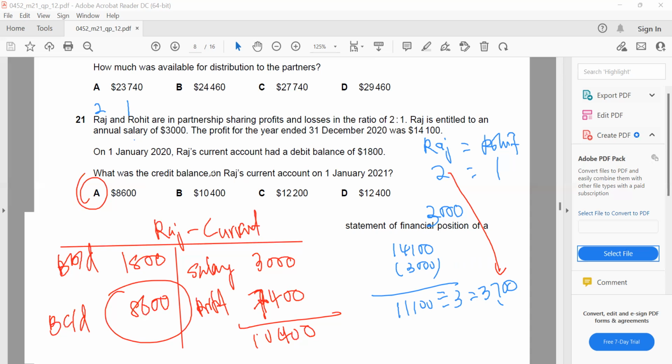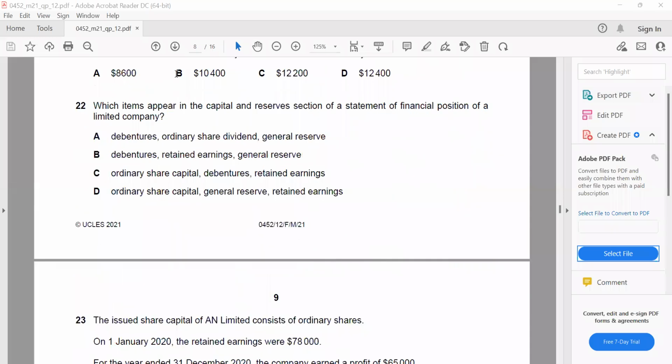Next is, which item appears in the capital and reserve section of a statement of financial position of a limited company? So capital and reserve. In the syllabus for IGCSE, we only have 3 items: ordinary share capital, general reserve, and retained earnings. This one you will learn in your statement of changes in equity. So this is the one. For debenture, all these debentures refer to non-current liability. Okay, now let's move on.